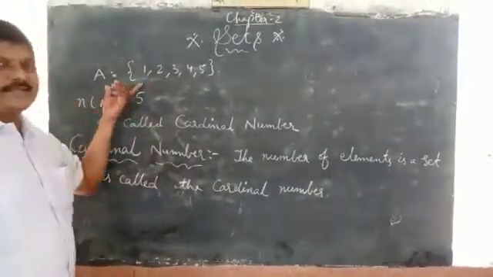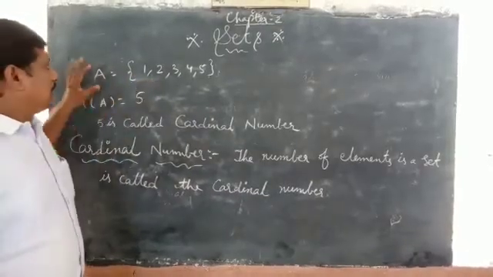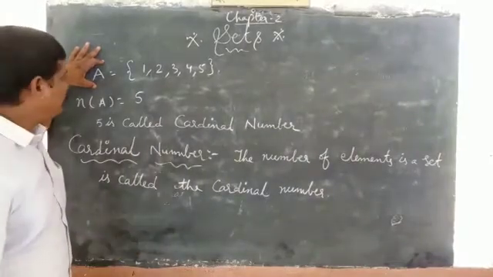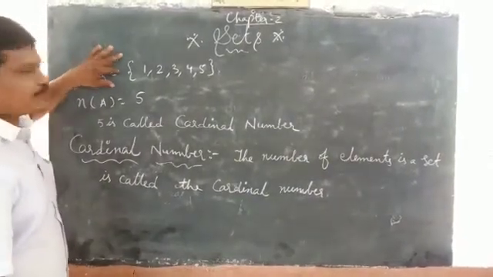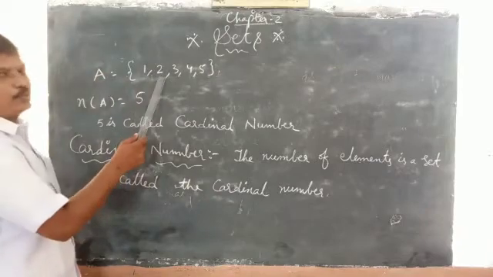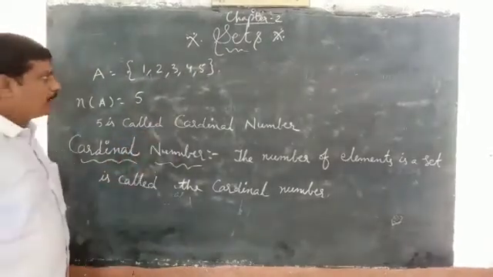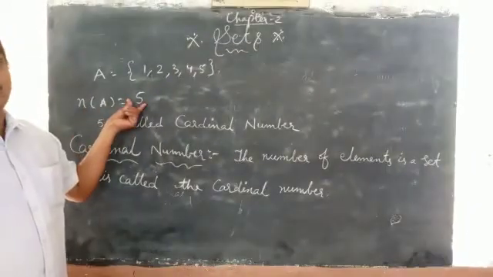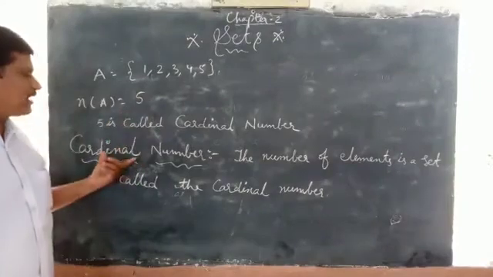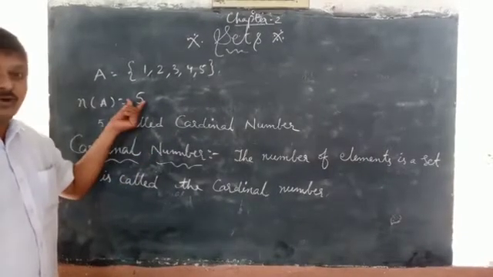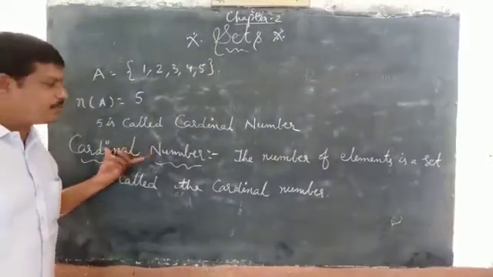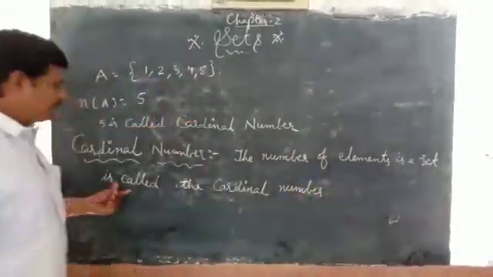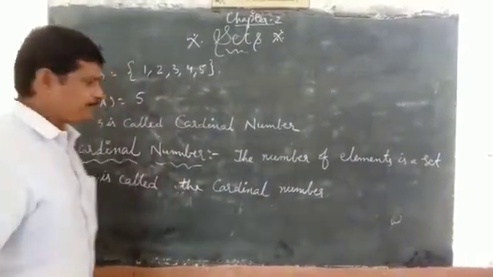Okay, let us discuss cardinal number. What is the definition of the cardinal number? Example, A equals set of 1, 2, 3, 4, 5. How many elements are there here? Number of elements is 5. So this 5 is called the cardinal number. What is the definition of the cardinal number? The number of elements in a set is called the cardinal number.